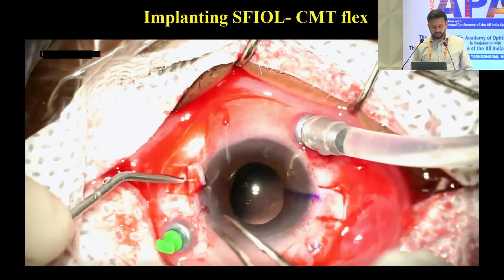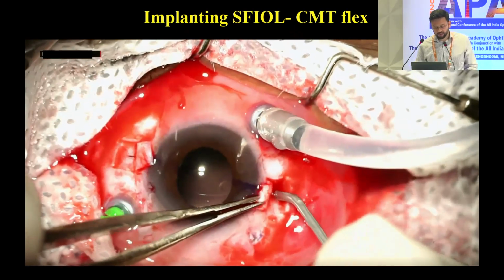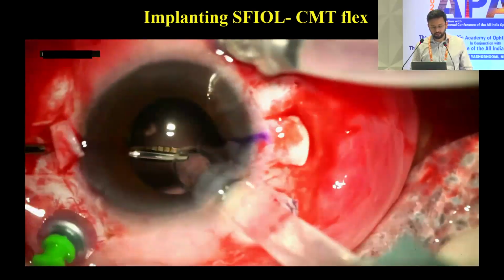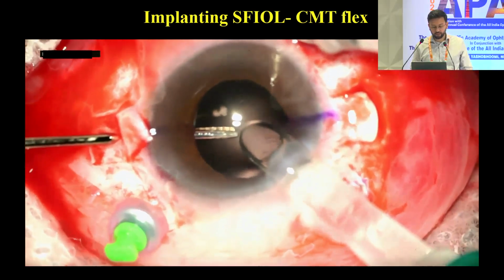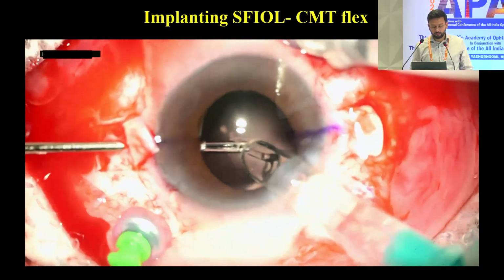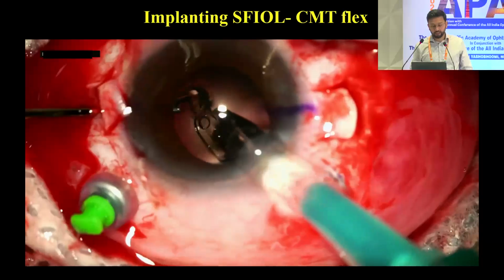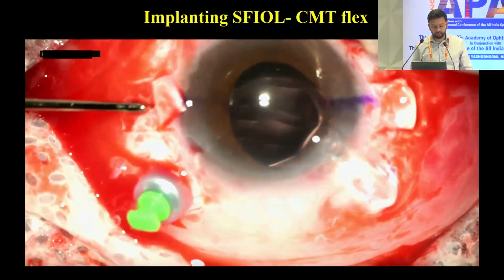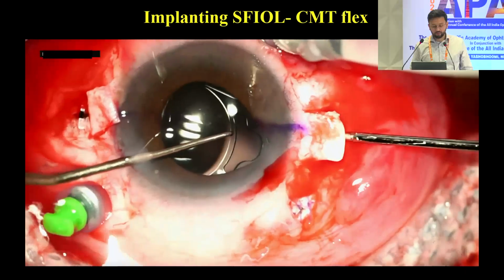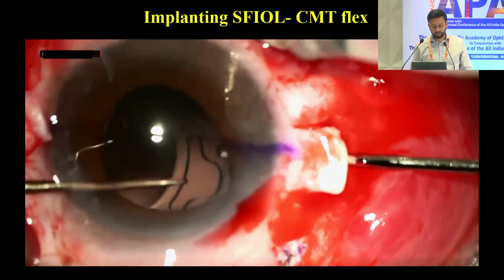And in the same sitting or in subsequent sittings, we can put a secondary IOL. Like here we are placing a scleral fixated IOL, the CMT Flex. So recently I have shifted all my secondary IOLs to CMT Flex because of the ease of handling the lens. It's a quick procedure and the centration is also very good.